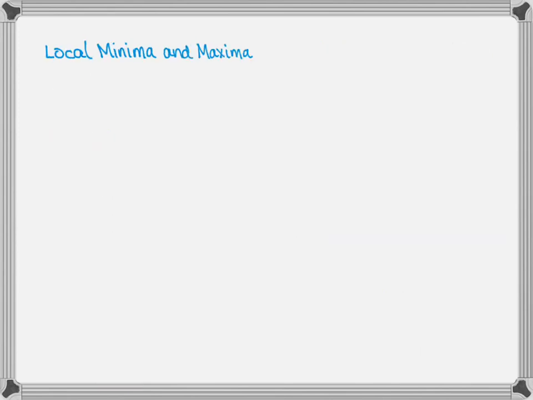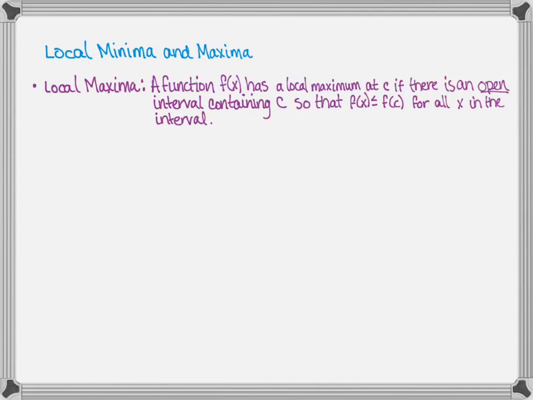Okay, finally, let's look at some local minima and maxima. We've looked at some absolute ones in the past, but there is such a thing as local minima and maxima. A function has a local maximum at a value c if there is an open interval containing c so that f of x is less than or equal to f of c for all x in the interval. F of c is considered a local maximum value.